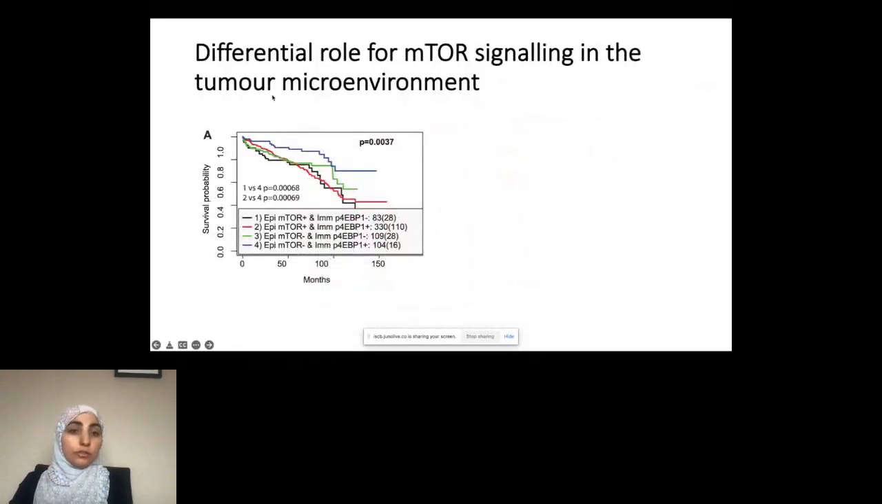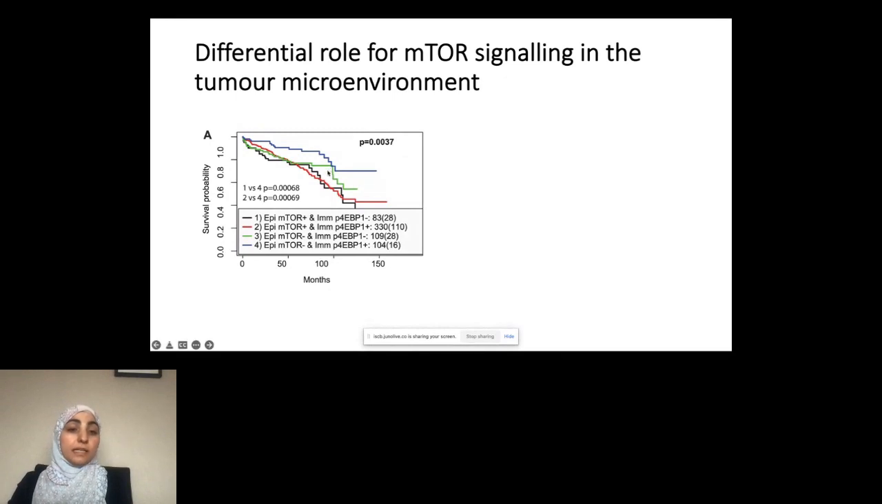To cut a long story short, from these analyses we found that by looking at mTOR signaling in epithelial cells versus immune cells, we can see differential activity of mTOR. mTOR is known to have a negative impact on the patient, and usually it is targeted. Many treatments and trials try to inhibit it because we know it has a bad effect on the cancer, or in the patient.